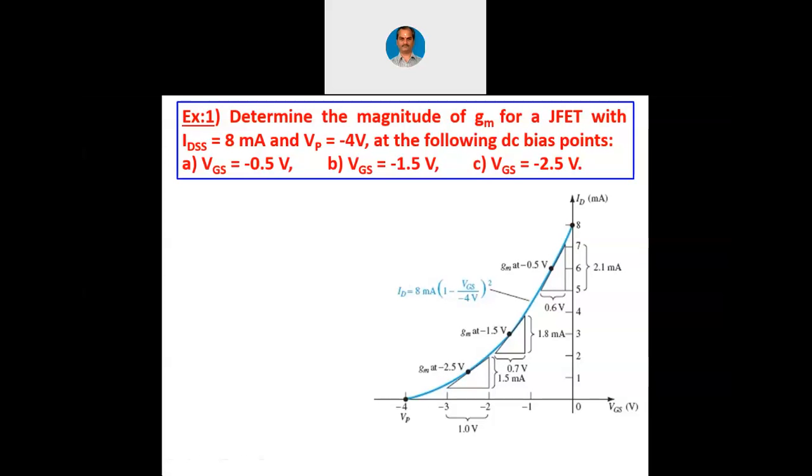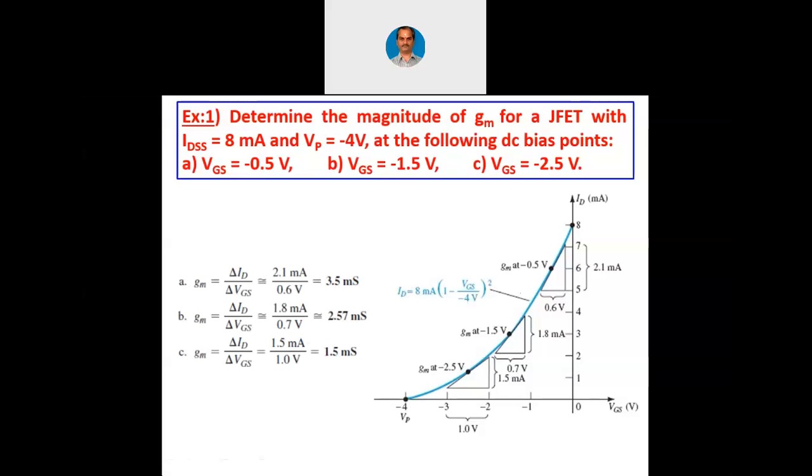So, you can see that in the first case, when VGS equals -0.5 volts, the slope is larger. And in the last case, when VGS equals -2.5 volts, the slope is lesser. You can see here that the x-axis value is larger and the y-axis value is lesser, whereas in the first case, the x-axis value is lesser and the y-axis value is larger. So, we can find out ID, which is given as 8 milliampere into (1 minus VGS by -4 volt) whole squared. This is applying the Shockley equation.